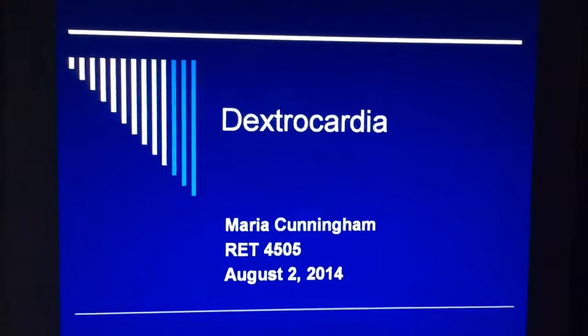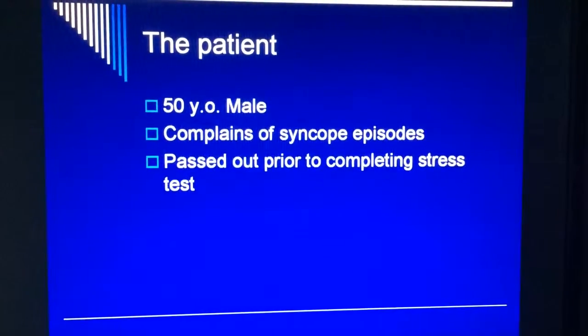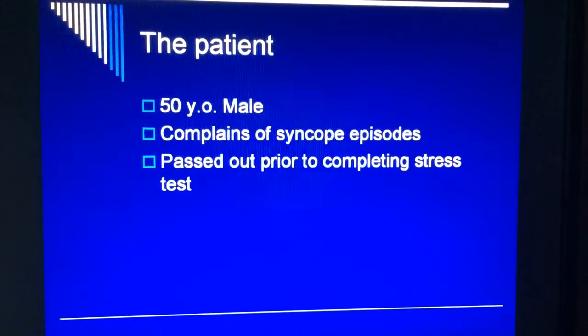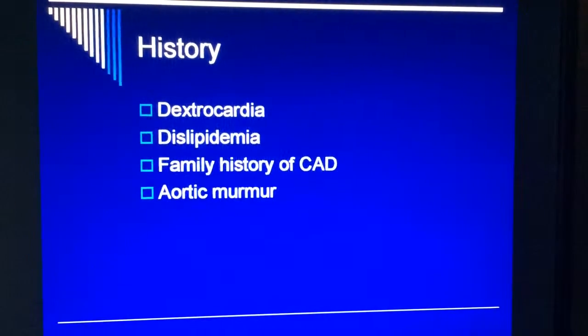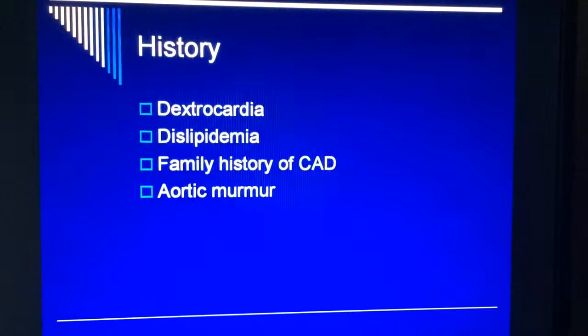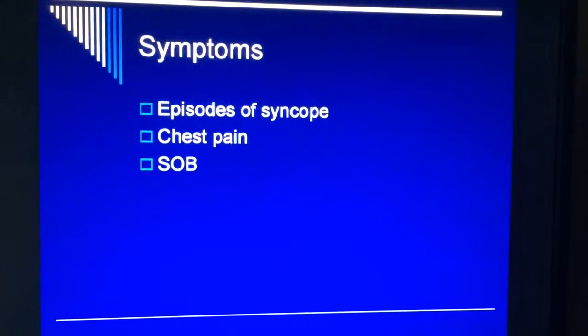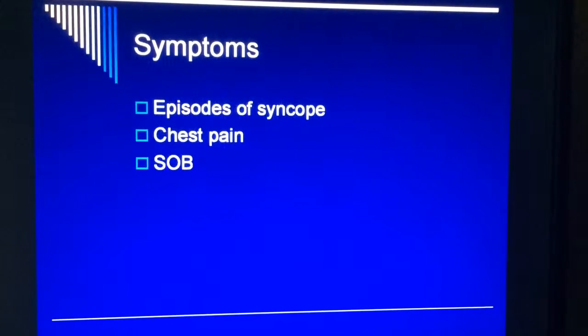I did my PowerPoint on a patient that we had last week come in that had dextrocardia. He's a 50-year-old male. He complains of syncope episodes, and he passed out prior to completing his stress test. His history includes dextrocardia, dyslipidemia, family history of CAD, and an aortic murmur. Symptoms included episodes of syncope, chest pain, and shortness of breath.